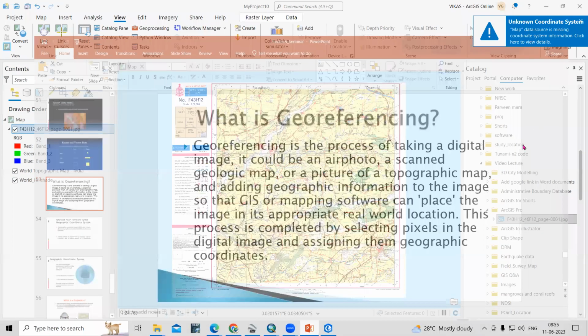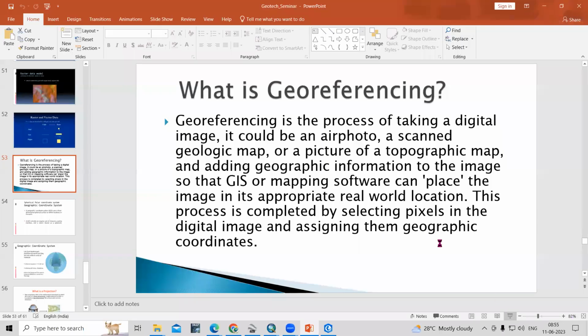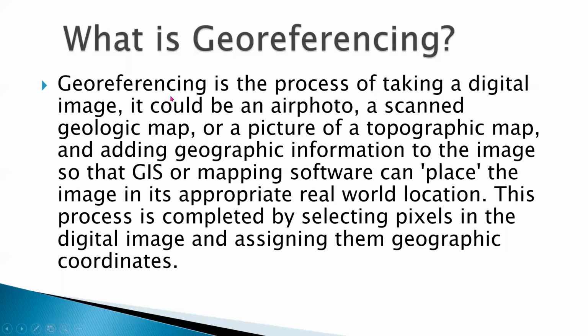If you go to this PPT, you'll see the georeferencing definition. Georeferencing is the process of taking a digital image, it could be an air photo or a scanned geological map or a picture of a topographic map, and adding geographic information to the image so that GIS or mapping software can place the image in an appropriate real world location.